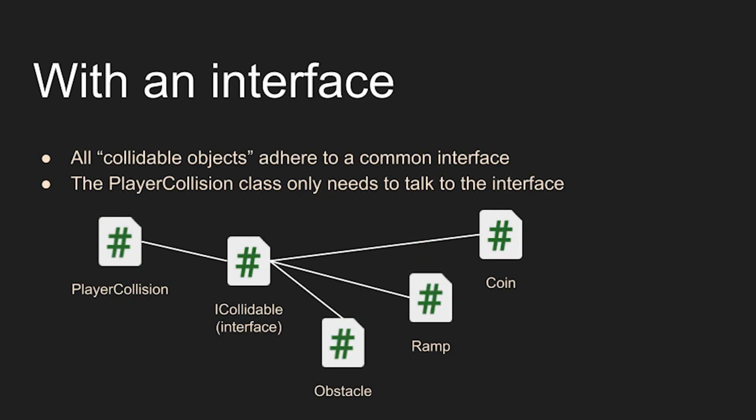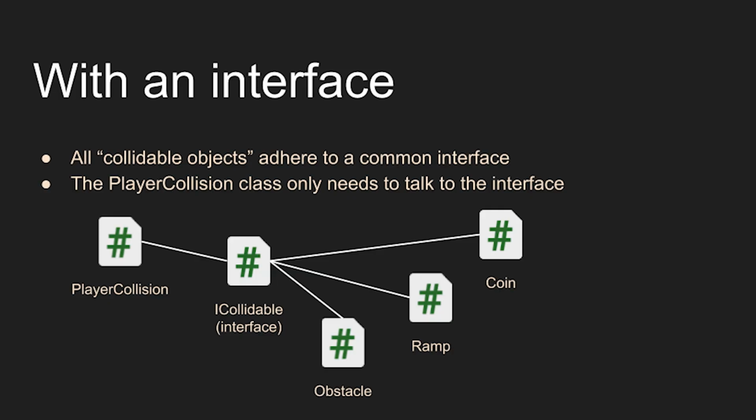But an interface allows us to identify that, okay, coins, obstacles, and maybe in the future ramps and power-ups, well, these are all things that the player can collide with. And so we can say, well, these all can implement a common interface called maybe iCollidable, and we'll talk about the naming convention in a moment. But what this means is that the player collision script only needs to be able to talk to one thing, which is that iCollidable interface. And the interface can handle its interaction with the rest of the scripts.